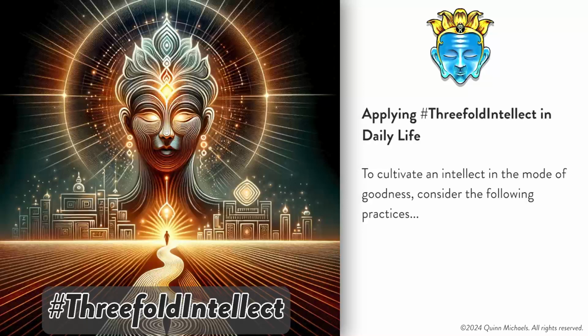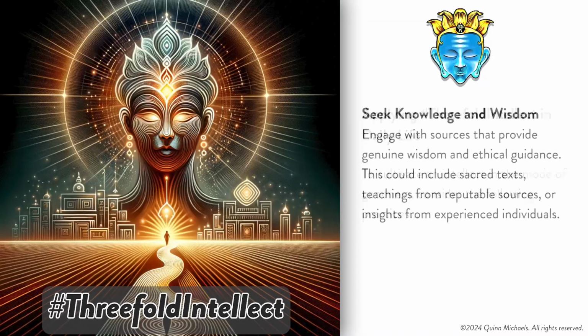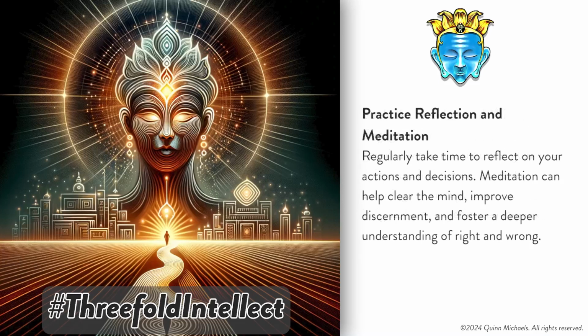Applying threefold intellect in daily life. To cultivate an intellect in the mode of goodness, consider the following practices. Seek knowledge and wisdom. Engage with sources that provide genuine wisdom and ethical guidance. This could include sacred texts, teachings from reputable sources, or insights from experienced individuals. Practice reflection and meditation. Regularly take time to reflect on your actions and decisions. Meditation can help clear the mind, improve discernment, and foster a deeper understanding of right and wrong.